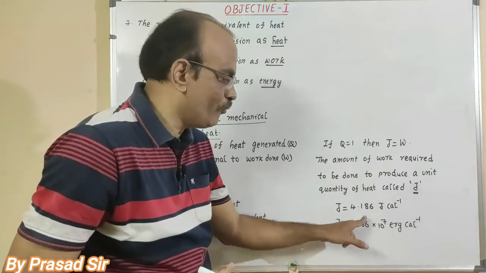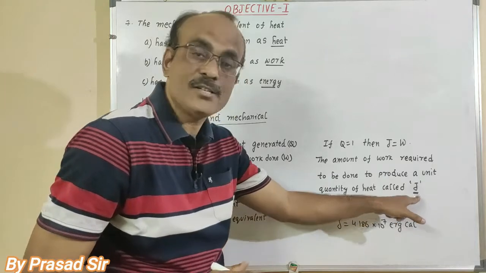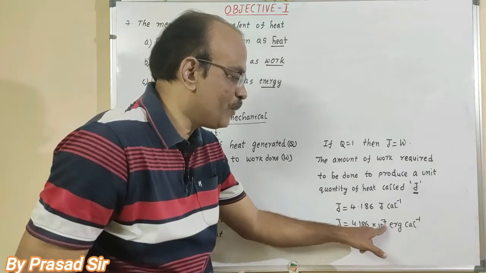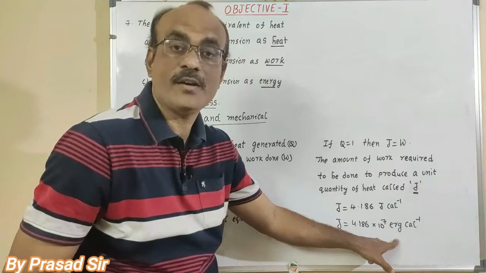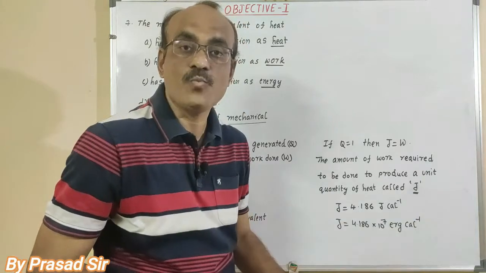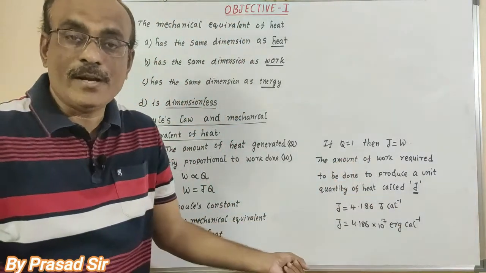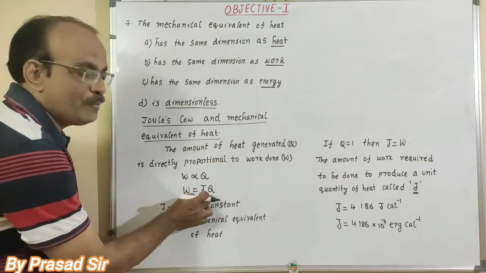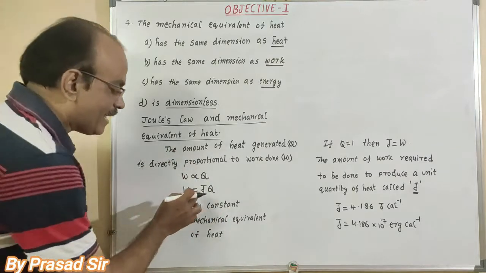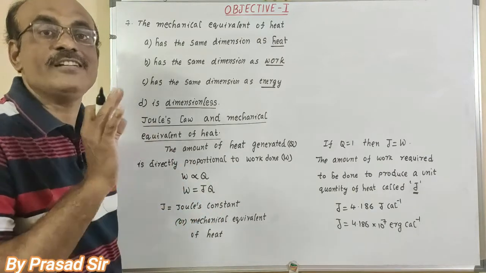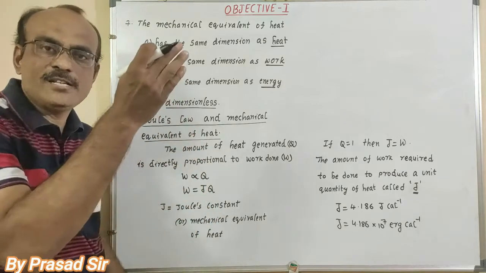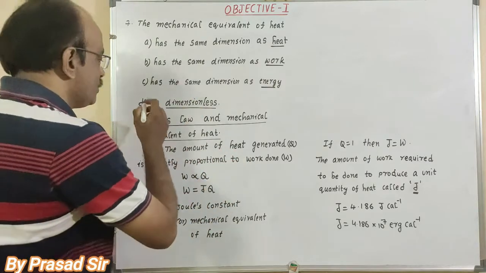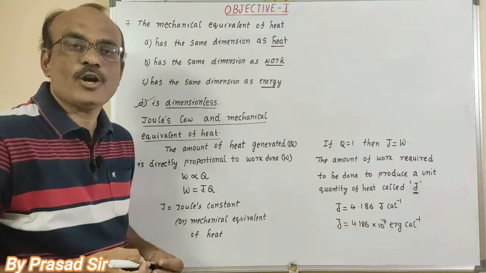So J is equal to 4.186 joule per calorie, or J is equal to 4.186 into 10 to the power of 7 erg per calorie. That means 1 joule equals 10 to the power of 7 ergs. So this is the mechanical equivalent of heat. But W is equal to JQ, so J is equal to W by Q. Both have the same units, so they get cancelled, and J is a constant, that is, dimensionless. So D is the correct option for this question.